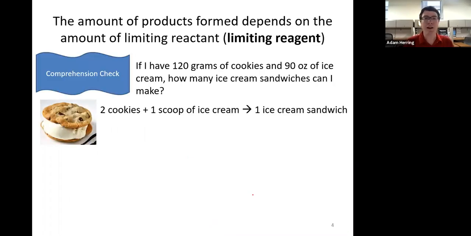So let's do a practice problem here. Pause the video, read over the question, and try and determine how many ice cream sandwiches we can make using cookies and scoops of ice cream.